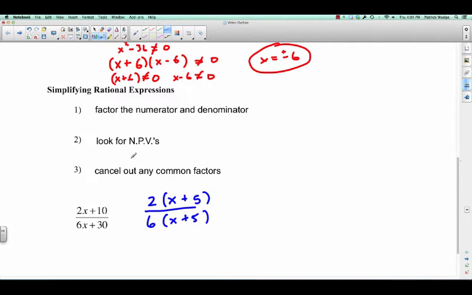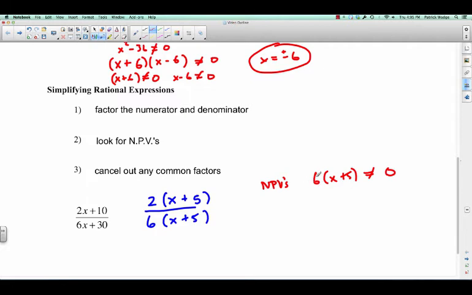Now what we do is we look for the non-permissible values. For the non-permissible values, we only have to look at the denominator. So the NPVs, we look at the denominator. 6 times x plus 5 cannot equal 0. We can't have the denominator equal 0. So how would you solve this?